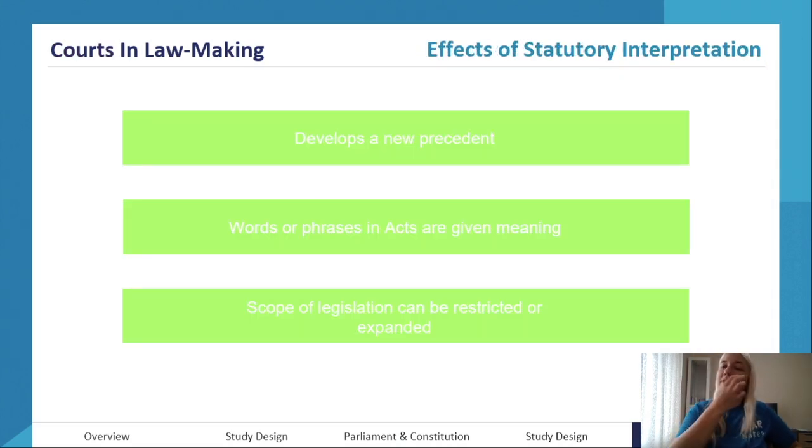Now, you also need to know the effects of statutory interpretation. You do need to read up a little bit more on these, but I'll just explain them as we go. So the effects include developing a new precedent.